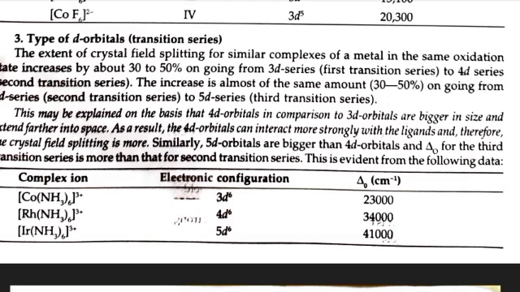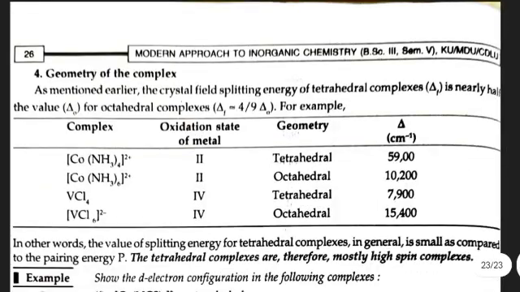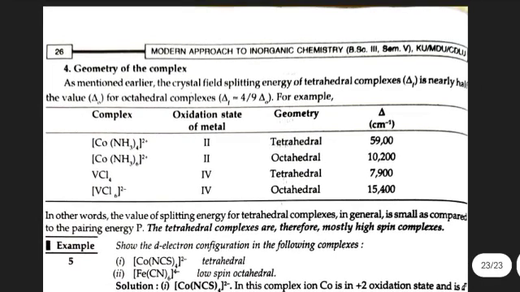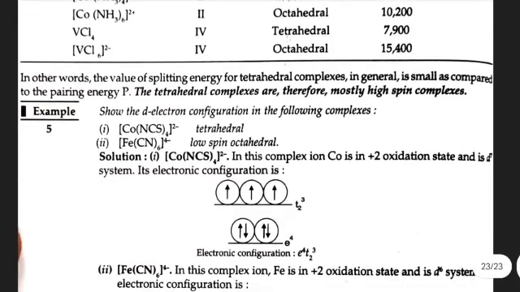Similarly, 5d orbitals are bigger than 4d orbitals, and delta naught for the third transition series is more than that for the second transition series. This is evident. Geometry of the complex. As mentioned earlier, the crystal field splitting energy of tetrahedral complexes is nearly half the value of delta naught for octahedral complexes, that is, delta T is nearly 4/9 times delta naught. In other words, the value of splitting energy of tetrahedral complexes in general is small as compared to the pairing energy P. The tetrahedral complexes are therefore mostly high spin complexes.